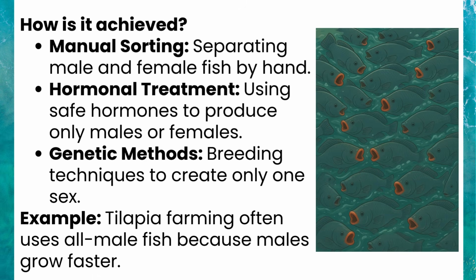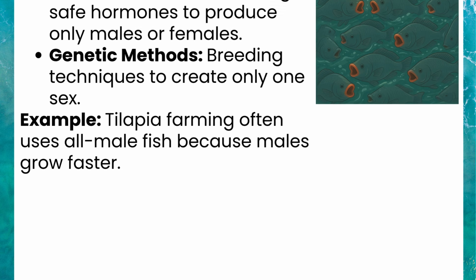Manual sorting. Separating male and female fish by hand. Hormonal treatment. Using safe hormones to produce only males or females. Genetic methods. Breeding techniques to create only one sex. Example. Tilapia farming often uses all male fish because males grow faster.